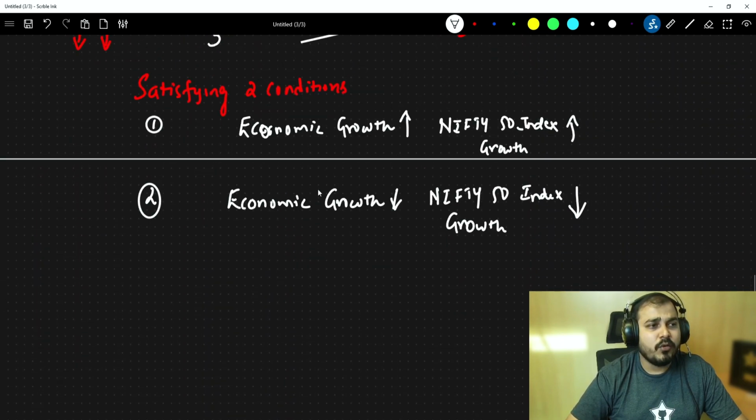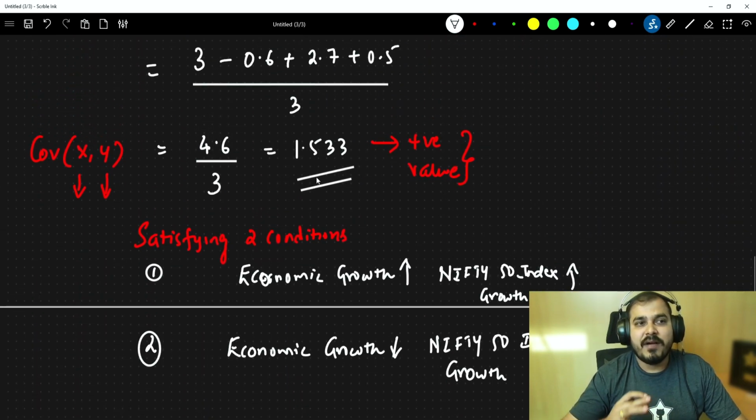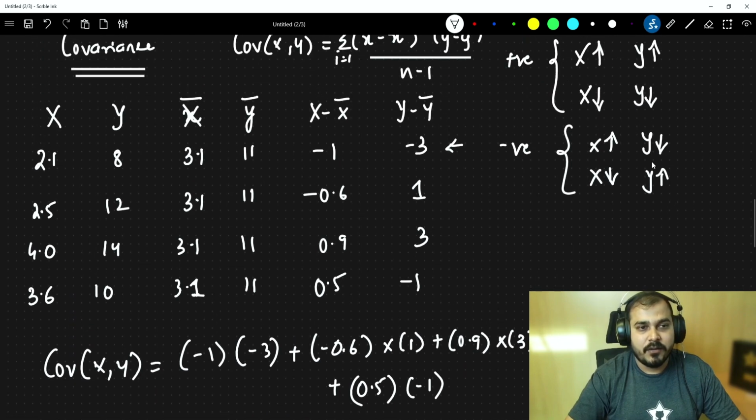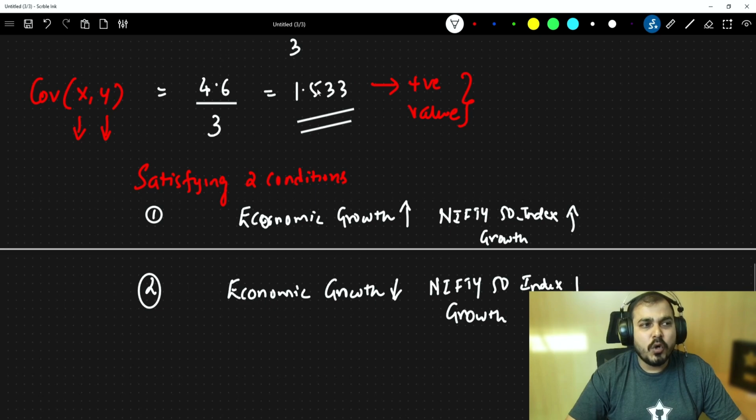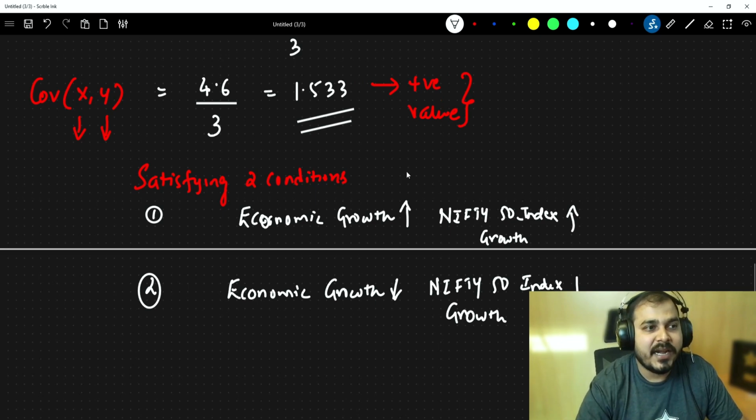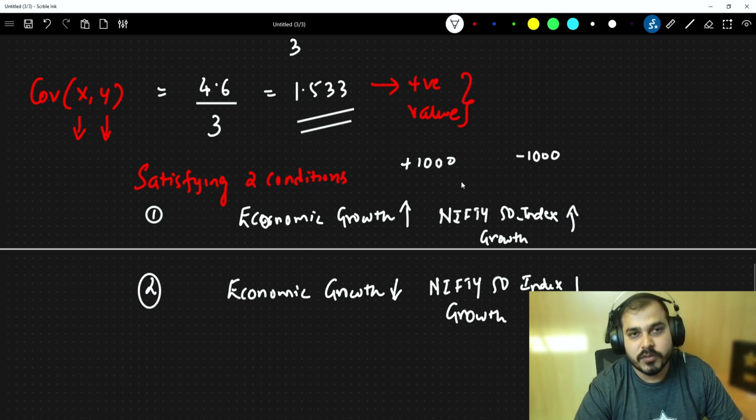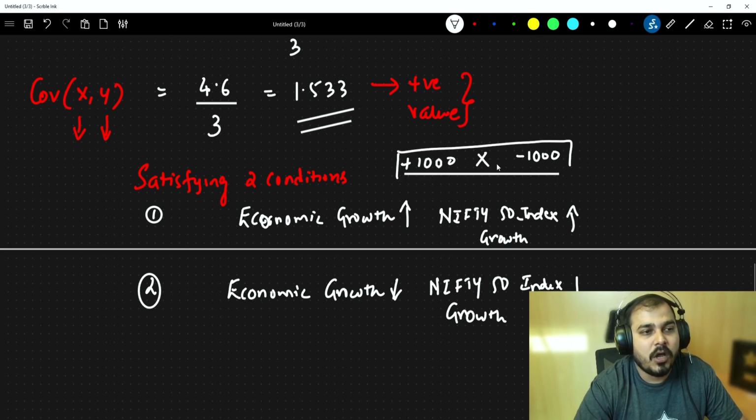Now, one thing that you have to note over here, whenever you try to find out covariance of x comma y, it is possible that you'll also get a negative value if this condition is getting satisfied. But one thing that you'll note is that there is no restriction on any positive value that may be coming or negative value that may be coming. It is unlimited. In some examples, you may get plus 1000, and in some examples, you may get minus 1000. So there is definitely no restriction at all.